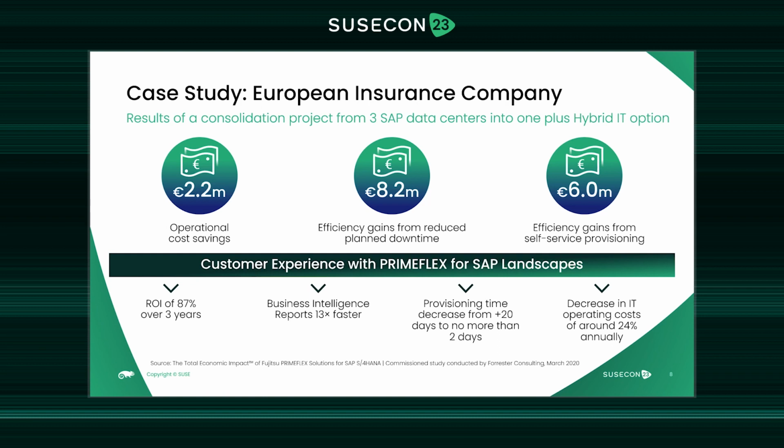Pooling system resources meant that peak loads for business intelligence could be mitigated by quickly assigning more compute power, with the result that BI could be accelerated by a factor of 13. And furthermore, the inherent high availability functions reduce the overall downtime significantly. I think this is very impressive, and the feedback from our other customers actually supports these findings.